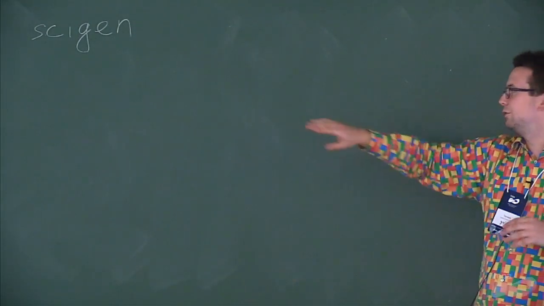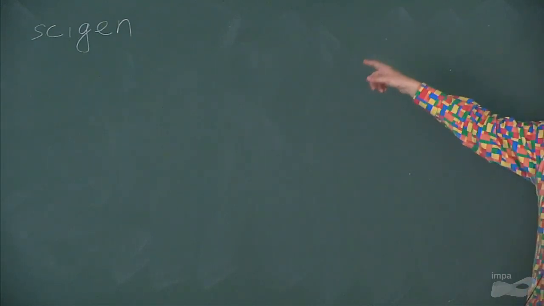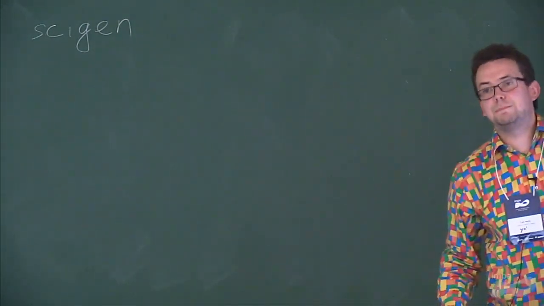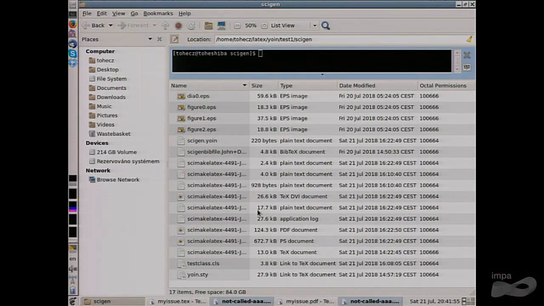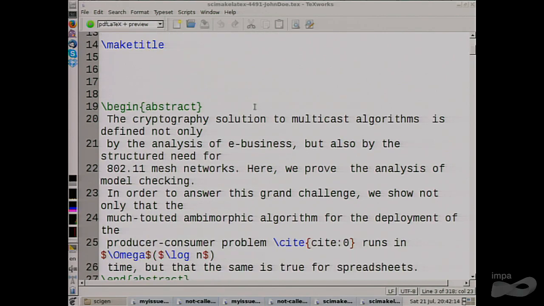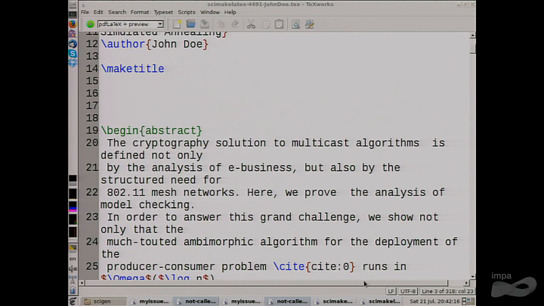This YouTube video of the talk they gave. It's a randomly generated article. So, well, you will see the contents. But anyway, the article uses EPS figures. And now I can use PDF LaTeX with EPS figures, but if I use PSTricks, that gets tricky, so let's stick to the fact that you need standard LaTeX, dvips, and ps2pdf. This looks okay. In issue, test class, input encoding, I don't care. Title, author, okay, there is everything.